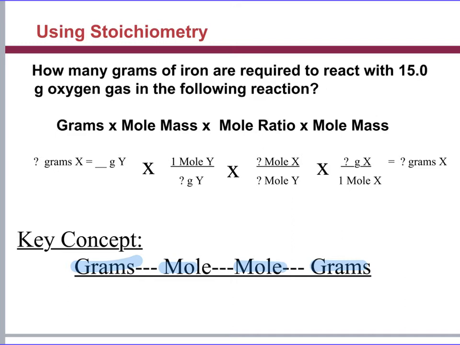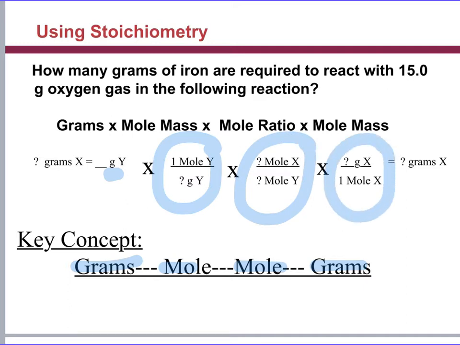You start with grams, then you have to convert into moles, and then you have another step that involves moles, and then in the end you end with grams. So see this right here: grams to moles to moles to grams. If you read across the top of this conversion problem, we've got grams, we go to moles, we go to moles, and we go to grams.